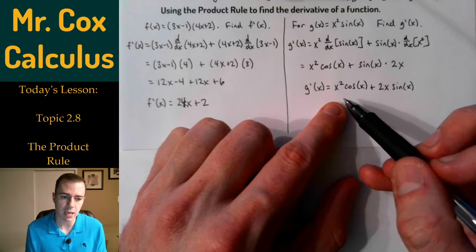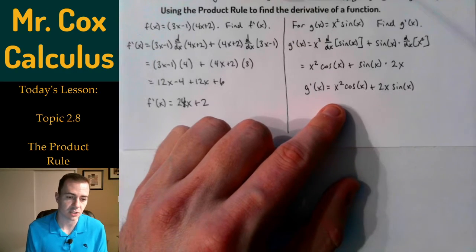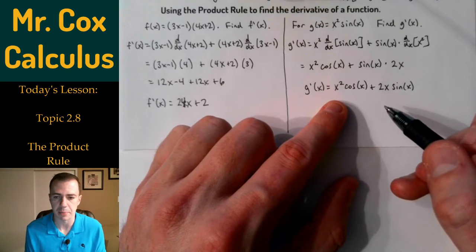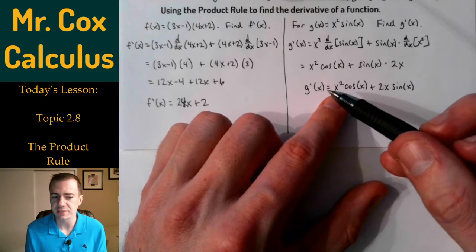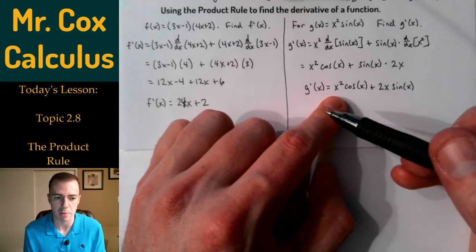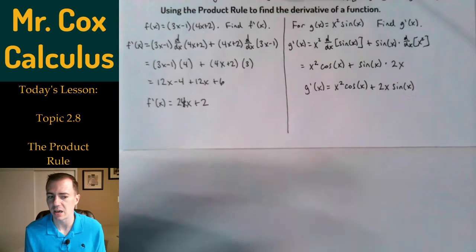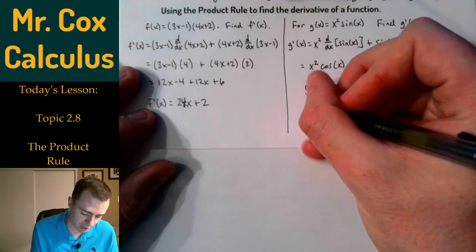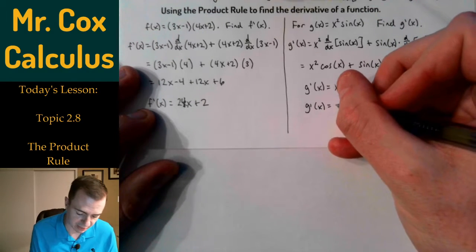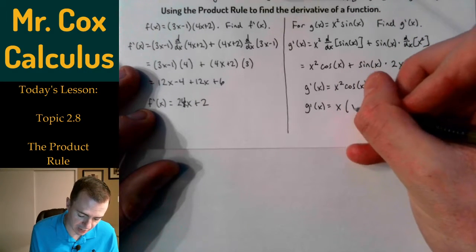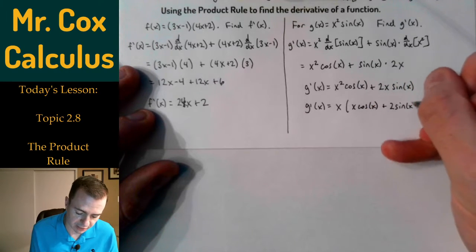Just to give you a little forecasting of what's going to happen later on in this unit, or rather later in this semester, at some point we might want to know where g prime of x is equal to 0. And if you can take out common factors, a lot of times that is very helpful. So I can rewrite g prime of x by taking out that common factor of x, and then I get x times the cosine of x plus 2 sine of x.